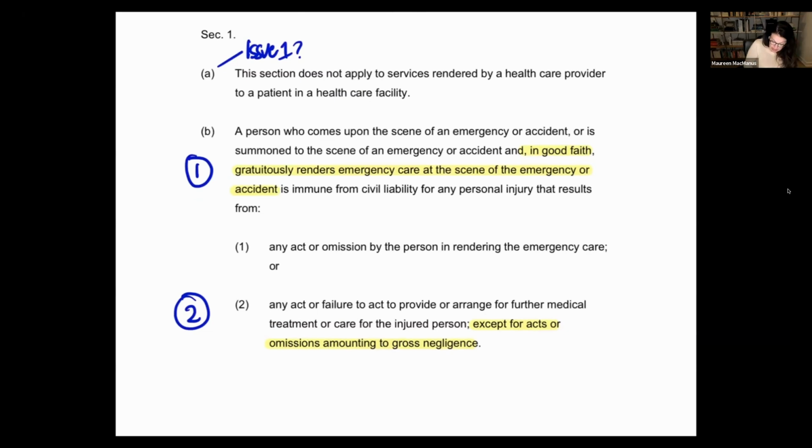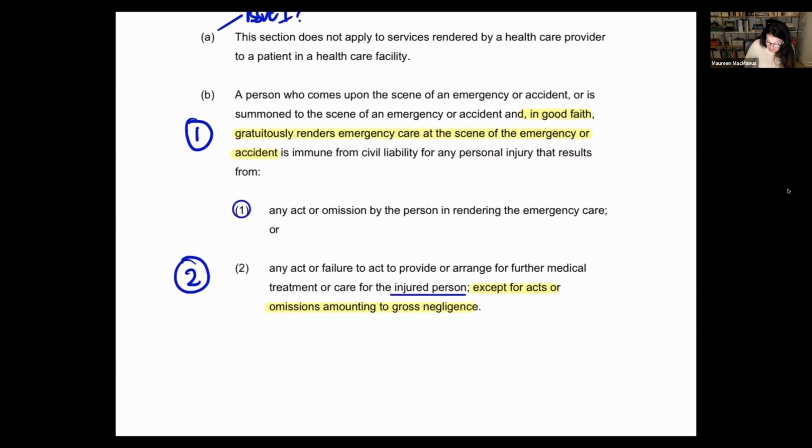One thing I want to point out too is that this says this is talking about the injured person, and in point one here, it's just for any act by the person who's my client that was rendering the emergency care. So anything they did that was negligent, they could be relieved of liability.